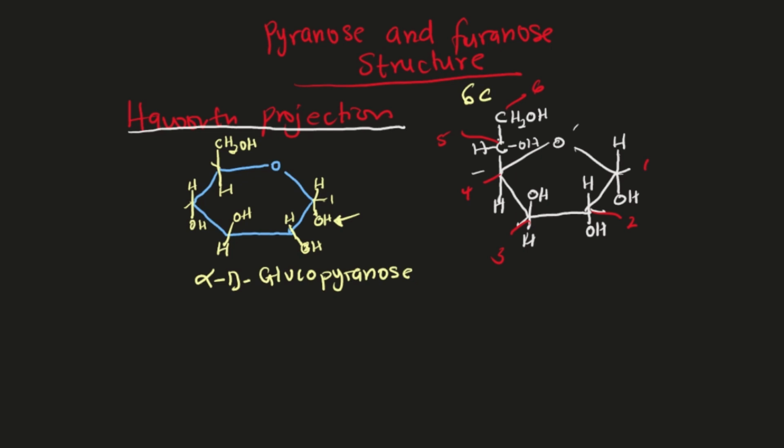Now the most stable form is actually the 6 carbon ring, which is the pyranose. The pyranose is the most stable form. It is stable, right? While the furanose, which is this, is not stable. That shows that it is represented as unstable. So the stable form is the glucopyranose, while the unstable form is the alpha D glucofuranose.